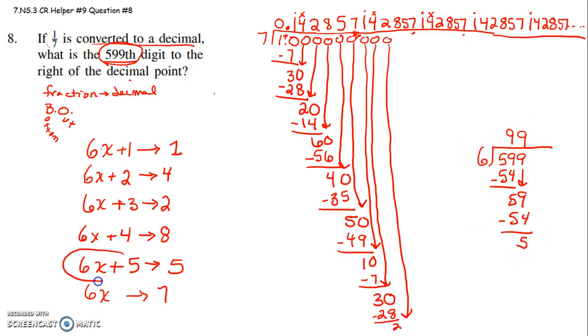A multiple of 6 plus 5 tells me, because it's a multiple of 6, 6 times 99 plus 5 will get you to 599. 6 times 99 plus 5 will get you to the 599th digit. So the 599th digit is a 5.